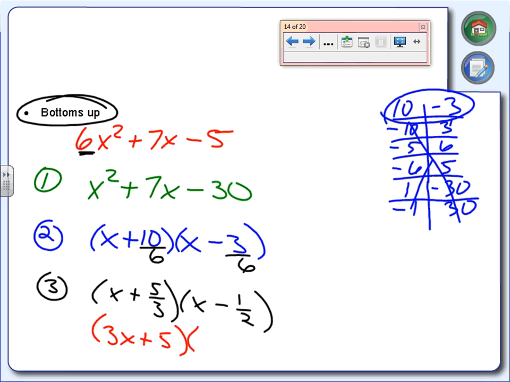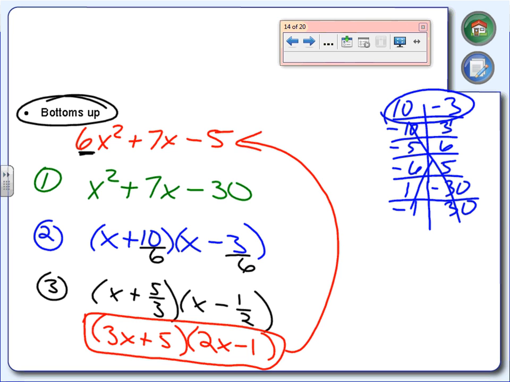That 2 that's at the bottom is going to come up in front of the x. So now what I have is 2x minus 1. Notice the top number is still there. The 5 is still there. The 1 is still there. So, you just factor. This right here is my factors of the 6x squared plus 7x minus 5. If I do FOIL, that's the answer I would end up with.